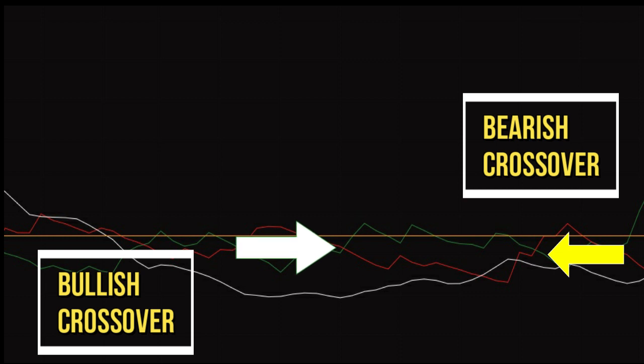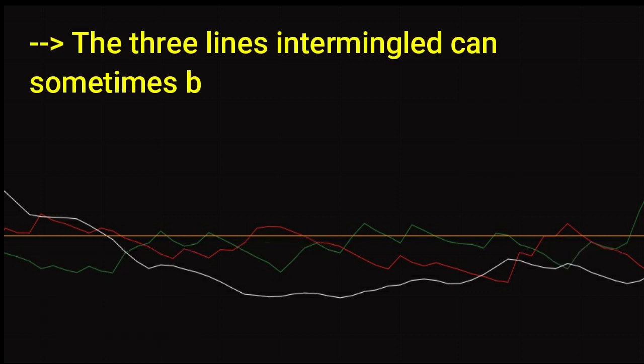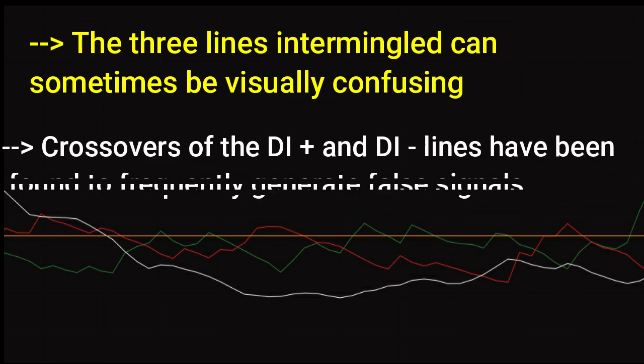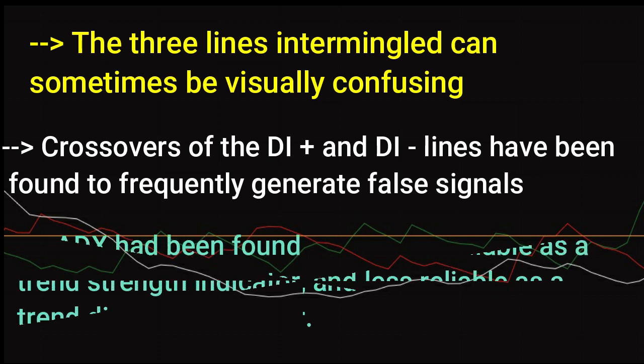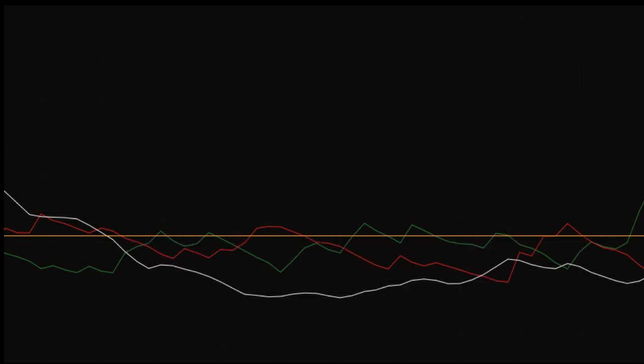It has some disadvantages also, like the three lines intermingled can sometimes be visually confusing, and crossovers of the DI+ and DI- lines have been found to frequently generate false signals. In short, the Average Directional Index trading system has generally been found to be more reliable as a trend strength indicator, and less reliable as a trend direction indicator.